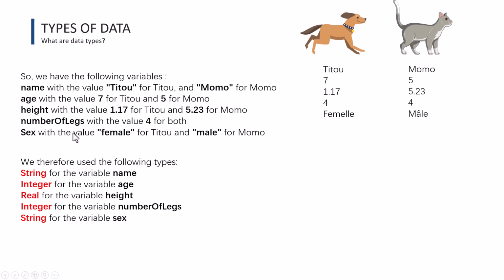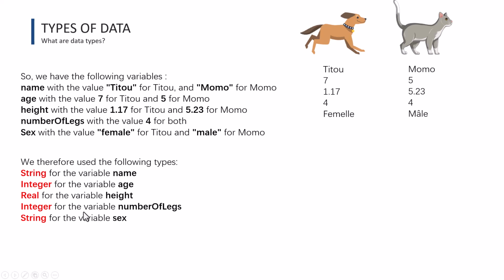For the name, it is just a string, a set of characters that are put together. Now you associate it to the type string. For the age, those ages are numbers that are integer numbers, without a decimal part. And for the height, we have real numbers because they have a decimal part. Also the number of legs is an integer. And the sex will be a string because female and male are a set of joined characters.